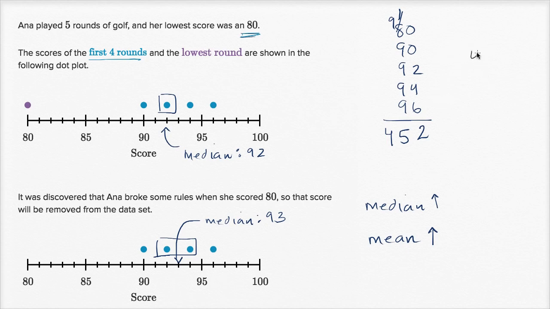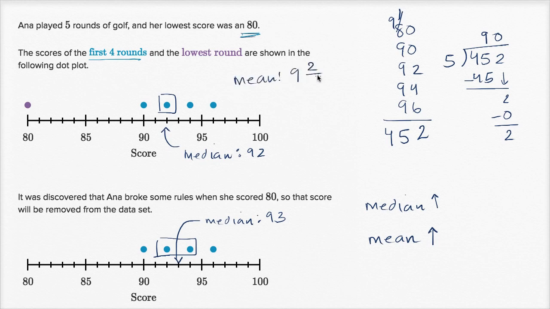452 divided by 5 is going to give us, 5 doesn't go into 4, it goes into 45 9 times. 9 times 5 is 45. You subtract, you get 0, bring down the 2. 5 goes into 2 0 times. 0 times 5 is 0. Subtract, you have 2 left over. So you can say that the mean here is 90 and 2/5. So the mean is right around here. So that's the mean of these data points right over there.